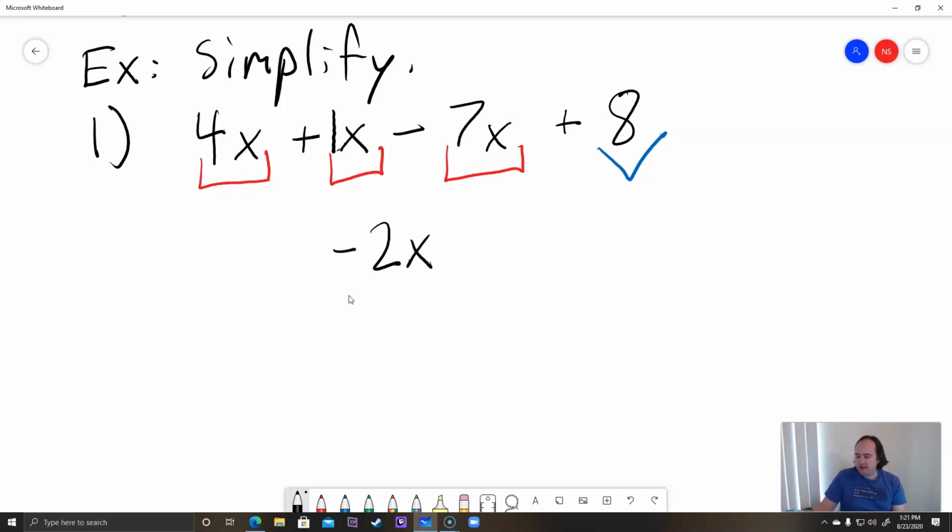And then the blue one I can't combine with the red ones because it doesn't have an x. So it doesn't have the same variables, so it's not a like term. So we just leave it as positive 8. Okay, so our answer is negative 2x plus 8. And again, how do we get the negative 2? Well, we looked at all the terms involving x, we combined those, and we know that 4 plus 1 is 5, and 5 minus 7 is negative 2. And so we combined those and we got negative 2x. Okay? All right. So, should be good there.